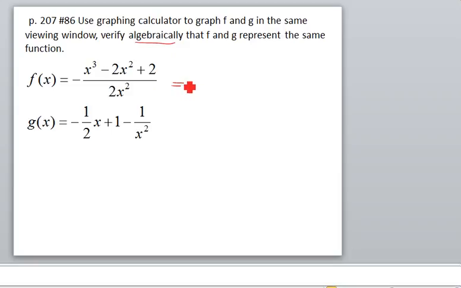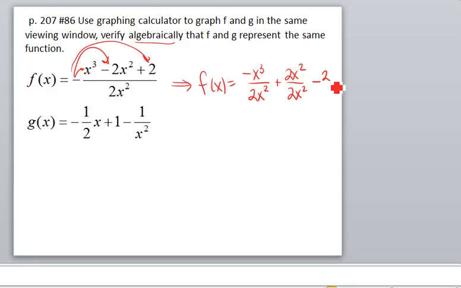So what I'm going to do is rewrite f of x, and I'm going to divide each of these off. So I have a negative x cubed over 2x squared, and then this negative actually goes all the way through here. I'm going to make sure I distribute it. So I have a positive 2x squared over 2x squared, and then I have a negative 2 over 2x squared.